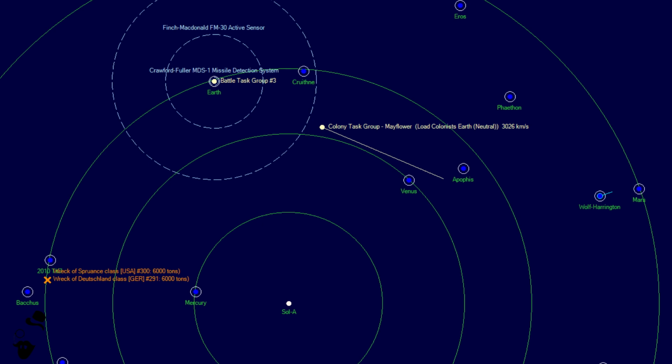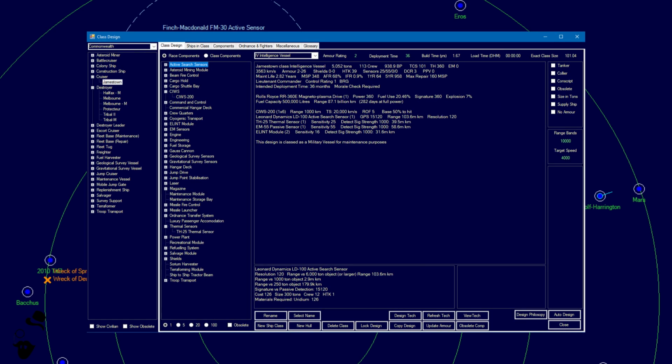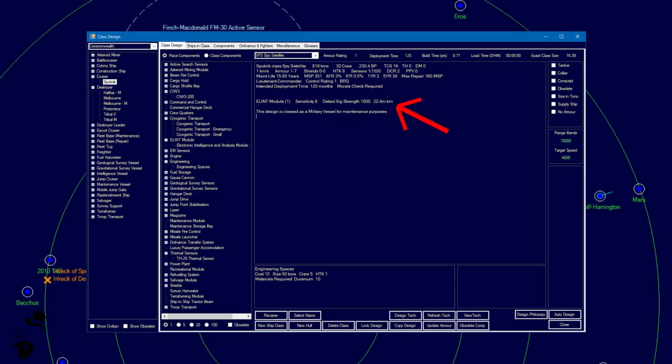A couple of design examples for the ELINT module. So we have the Jamestown-class intelligence vessel. And we can see here, ELINT module 2, sensitivity 16. Detection strength 1,000 at 31.6 million kilometers. And a Sputnik-class spy satellite, 819 tons, sits in orbit, sensitivity 8.